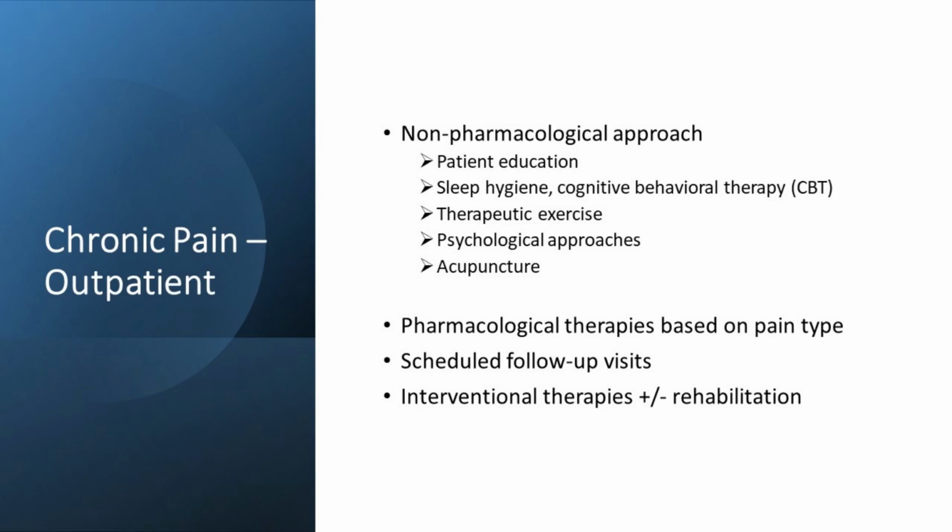And if the non-pharmacological approach fails, then you can add some medications. This will be the pharmacological therapies based on the pain type, as we discussed before. You need to schedule follow-up visits. They're super important to promote patient education, treatment engagement, therapeutic alliance. You have to measure the pain on every visit. Is it improving? Is it getting worse? Interventional therapies and rehabilitation are reserved for patients who failed non-pharmacological and pharmacological therapies and still complain of persistent pain.